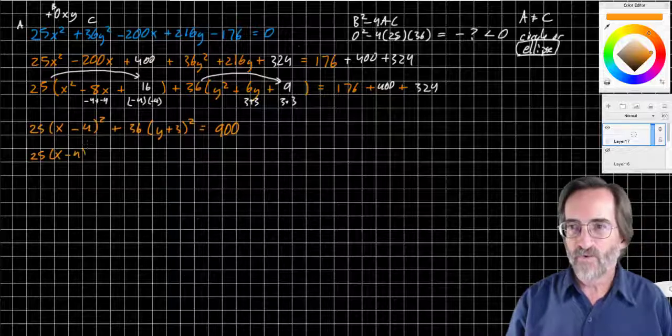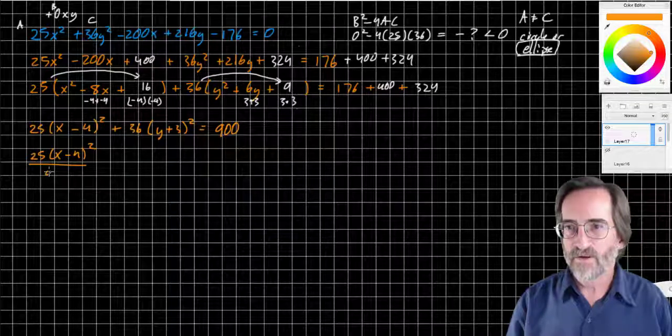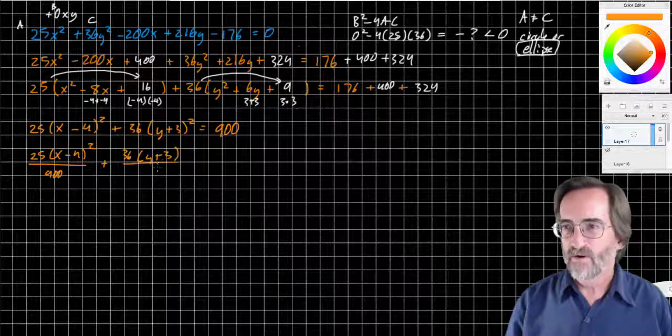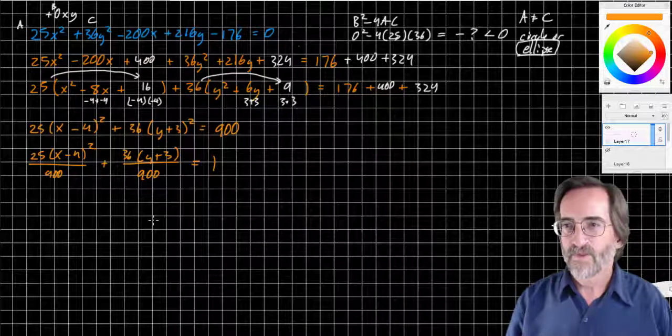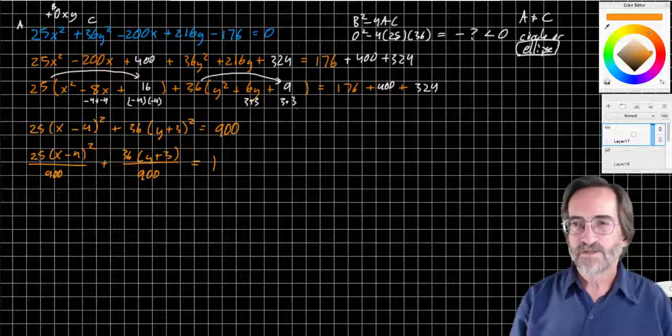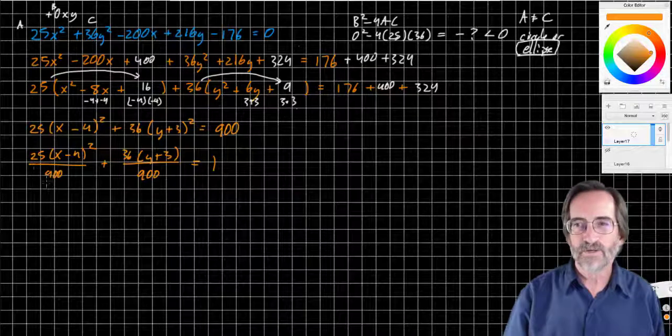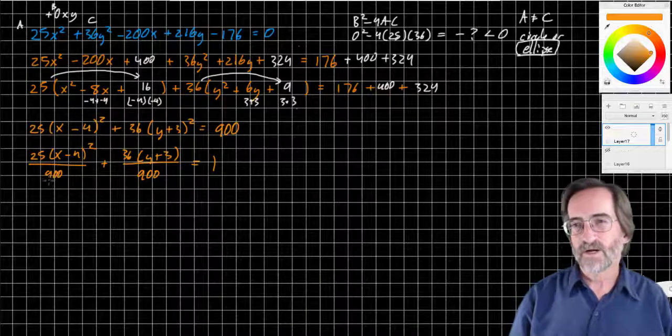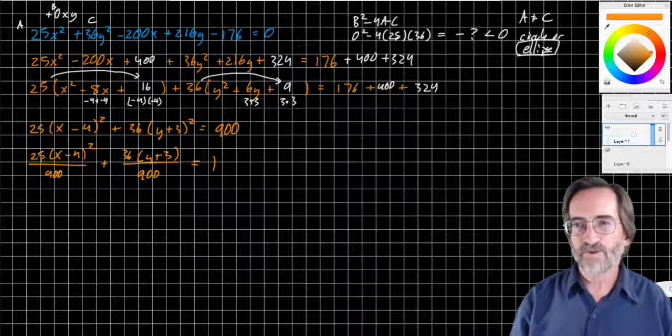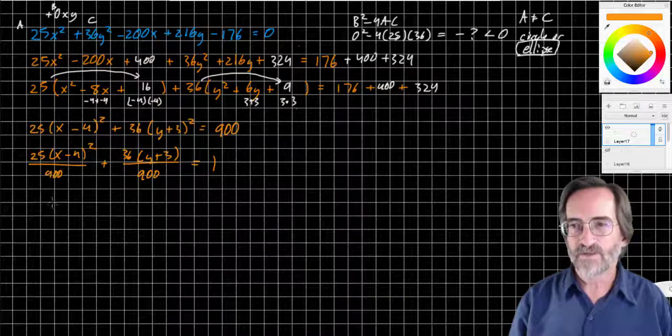25 times the quantity x minus 4 squared over 900, plus 36 times the quantity y plus 3 squared over 900, equals 1. Now reduce 25 over 900. It would take 36 quarters to make $9, so 36.